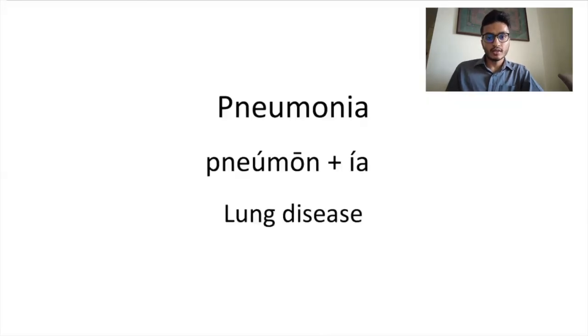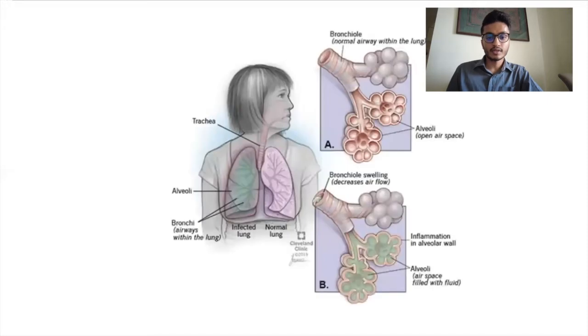So pneumonia is a term which originates from the Greek language, which in true sense means lung disease. So what exactly is pneumonia? It is the infection of the lung alveoli as well as the bronchiolar epithelium. So the main things that I've seen in pneumonia is bronchiolar swelling, the inflammation of the alveolar wall, as well as the alveoli being filled with fluid because of all these inflammatory byproducts.